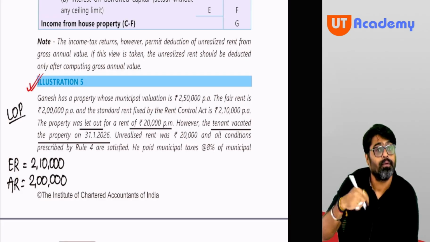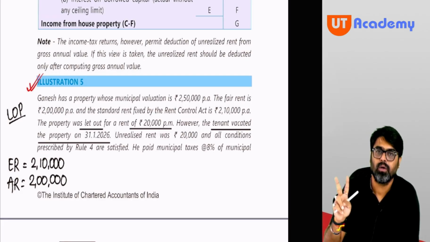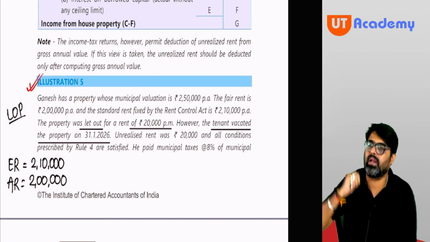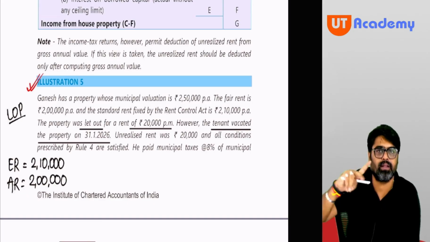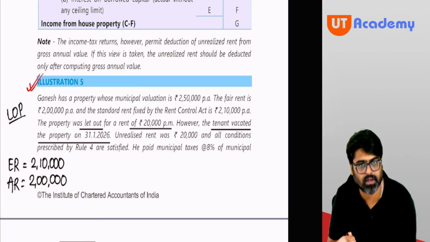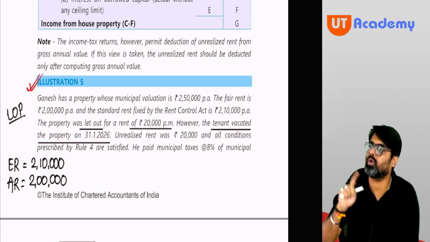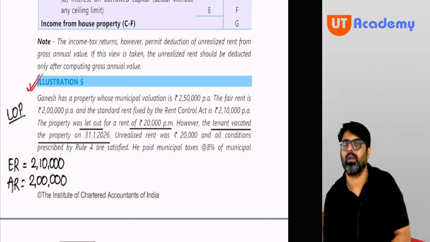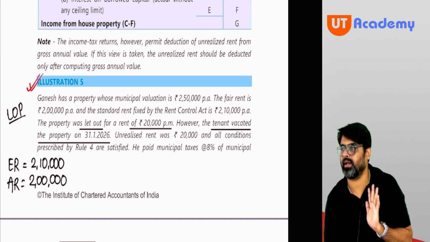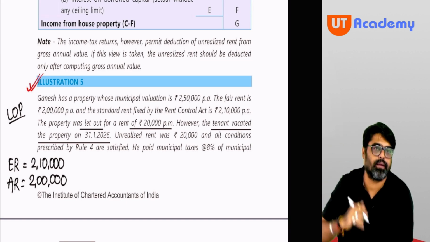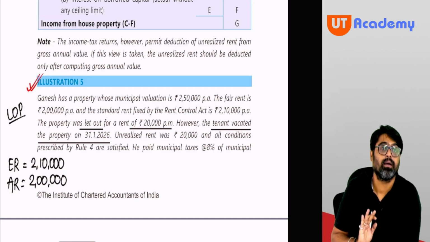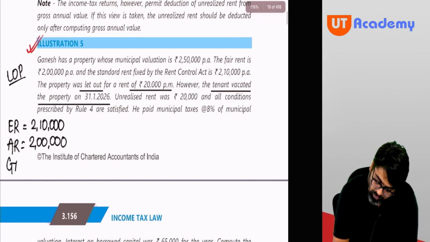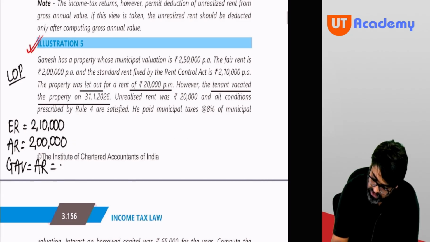So we'll have to add the vacancy rent. How much period the property is vacant? 2 months the property is vacant. If for those 2 months the property would have been let out, how much rent we would have recovered? 20,000 into 2, 40,000 would have been the rent for the vacancy period also. So 40,000 vacancy rent plus actual rent, 2 lakh plus 40,000, the total is 2 lakh 40, which is more than expected rent, meaning that my actual rent is less because of vacancy. So what will be the GAV? GAV will be the amount of actual rent, which is 2 lakhs.